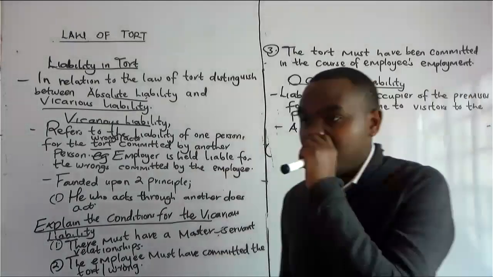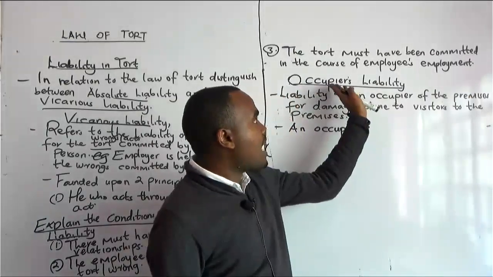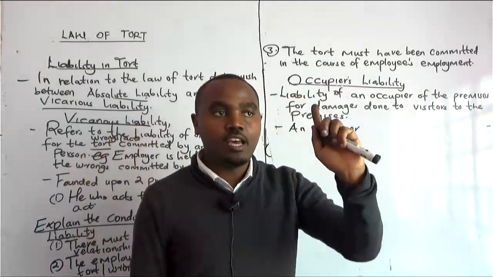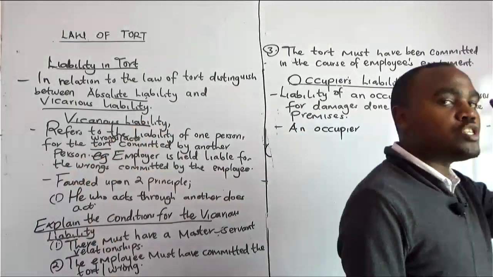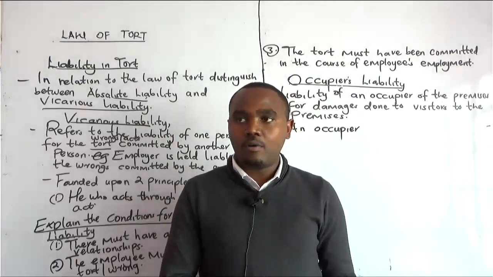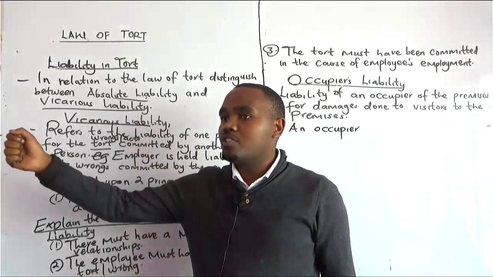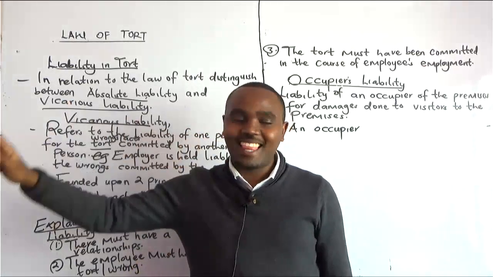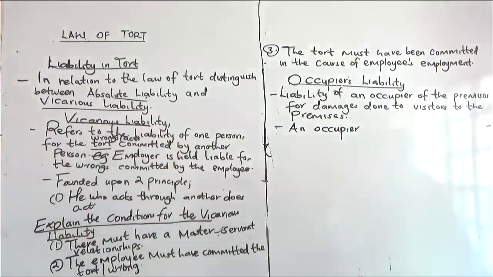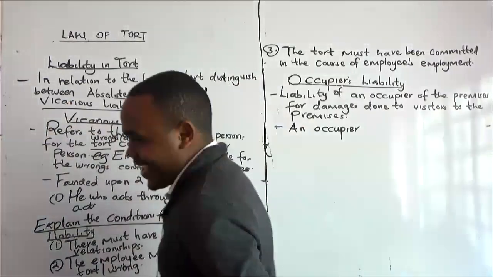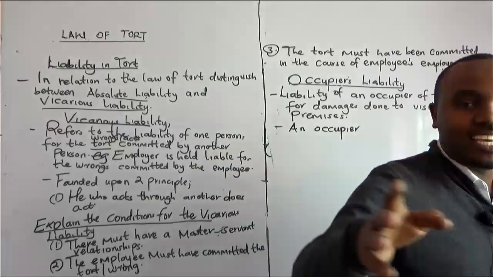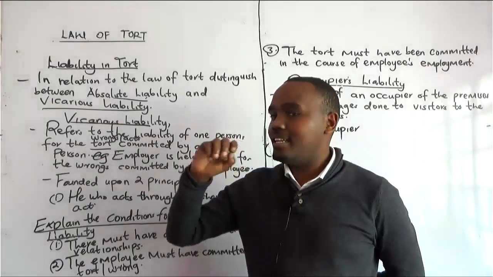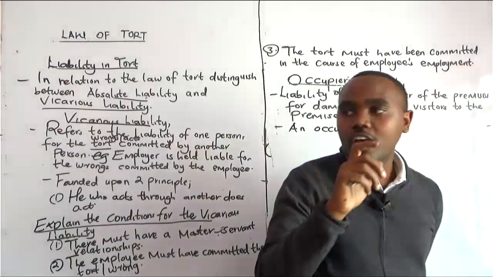So what we mean is that generally an occupier is any person who has control over these premises. If it is this building, the person who has control over this building has a duty of care towards any person who is entering. I want to give a good example. Have you gone to these banks when somebody is sweeping, or a person with a mop? What is that thing that is placed there? A sign that shows you, maybe saying cleaning in progress. That one is what we call the occupier's liability.